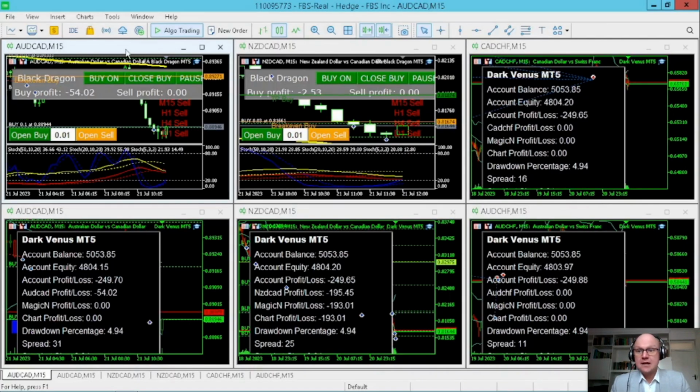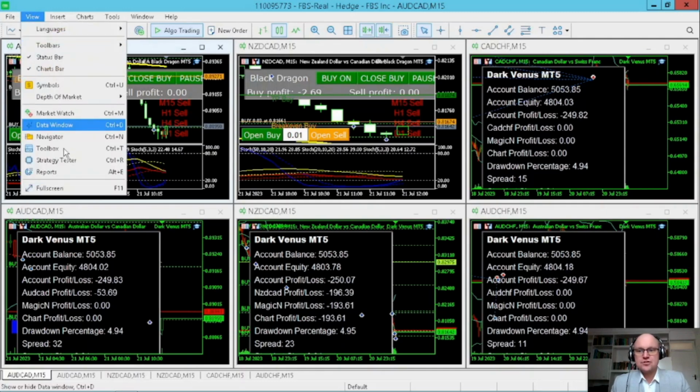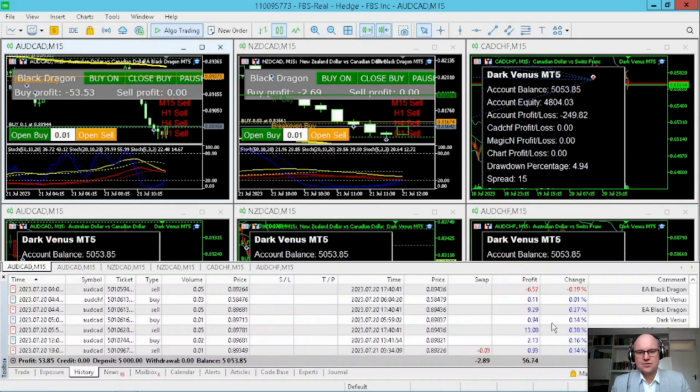And what we can see is that I've not only created a set file for the AUD CAD, but also one for the NZD CAD to further distribute the risk that we might experience. So let's take a look at our first 2 weeks results under the toolbox.